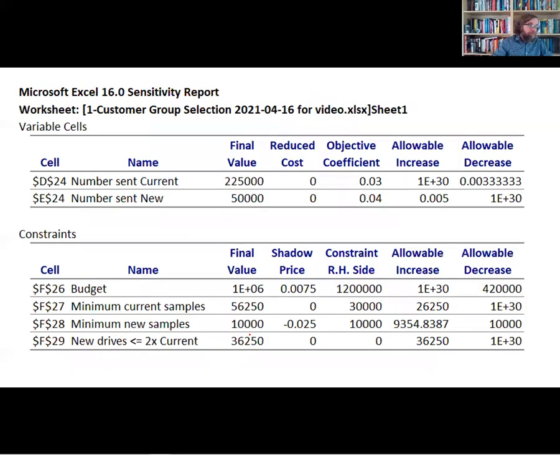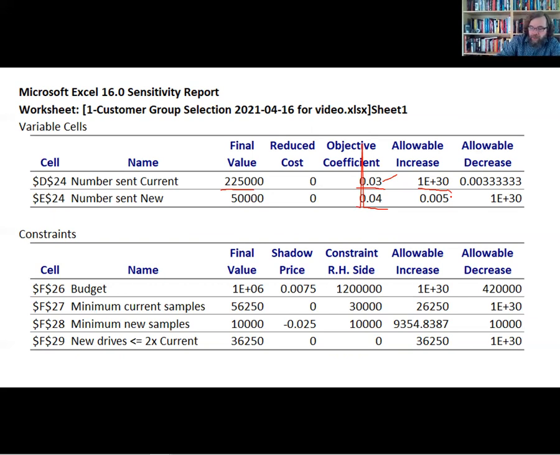Looking at the sensitivity report, we see here the number of new customers. Our belief based on market research is that 3% of them will purchase, and for new customers, 4% will purchase. If this 3% were to increase from 3% to 4, 5, 6%, then it could increase as much as you want. This 1e plus 30 is Excel's way of writing a gazillion, meaning some number so big it can't really tell you an exact number, just means infinity to Excel, basically. That 3% could increase as much as you want, and it wouldn't affect our answer, which makes sense.